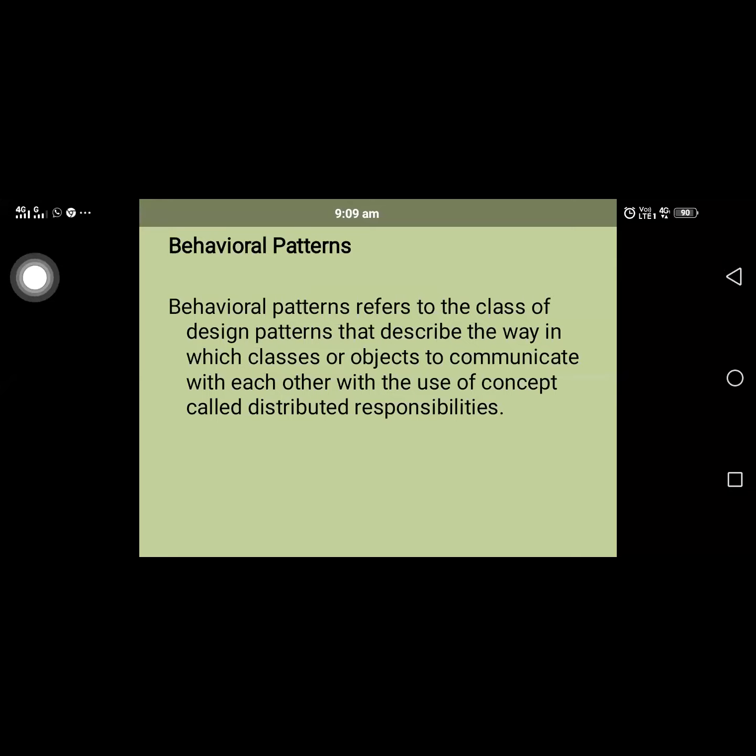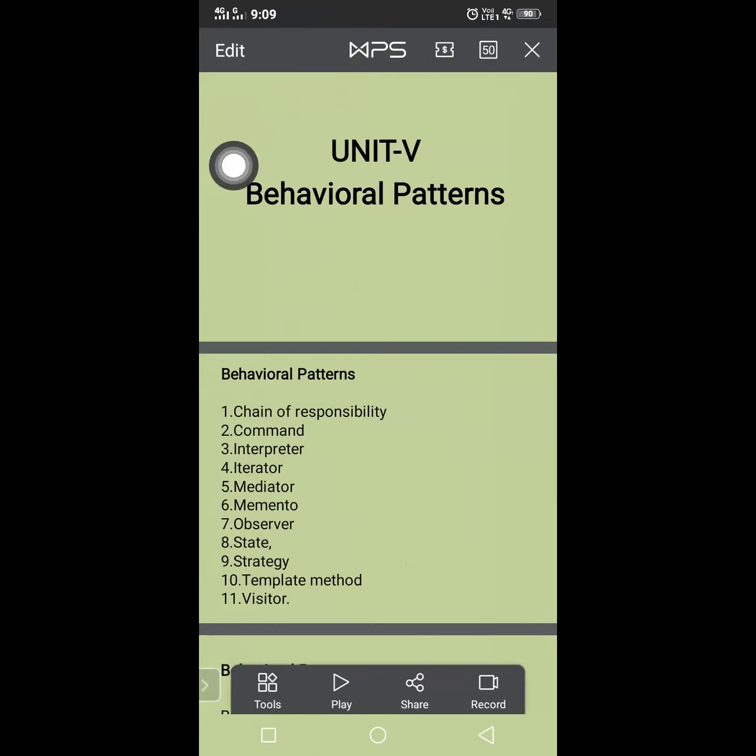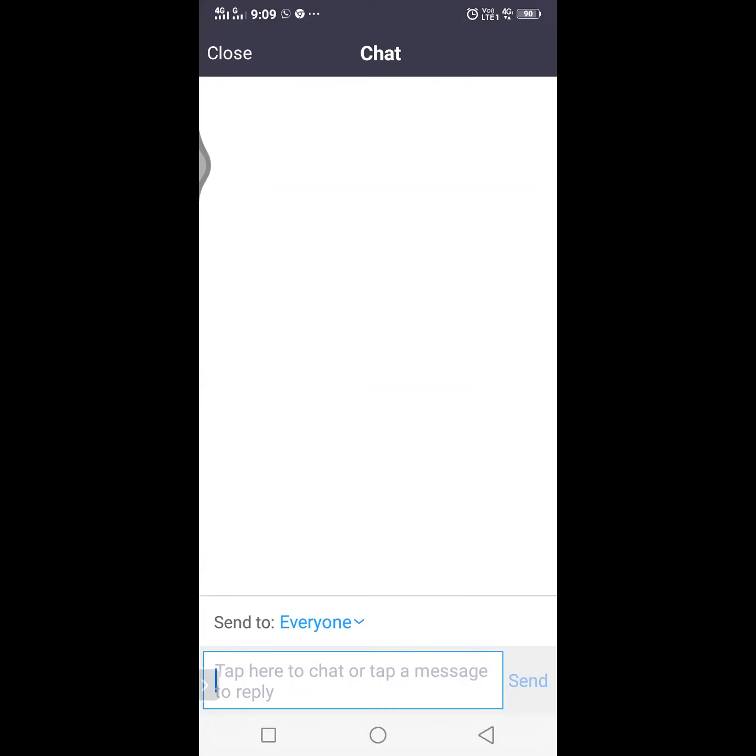Okay, good morning, everybody. Today we're discussing the behavioral patterns. I hope my voice is audible to everyone. If it is not audible, please give me one message through the chat box at least, so I can verify. Please respond through the chat box. At least one member, please send one message.